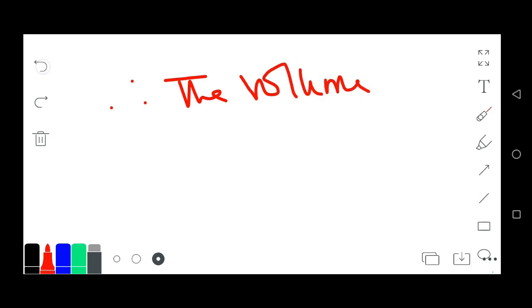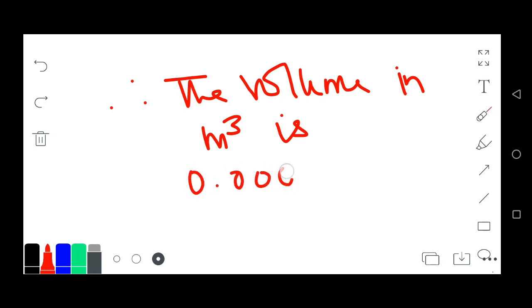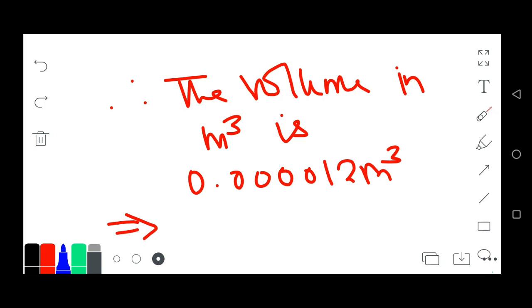or you can now just say therefore the volume in meter cubic is 0.000012 meter cubic.